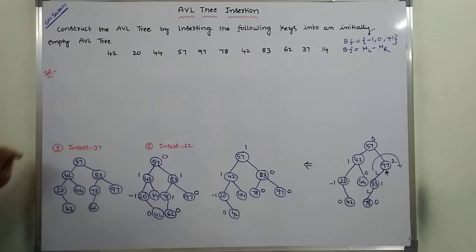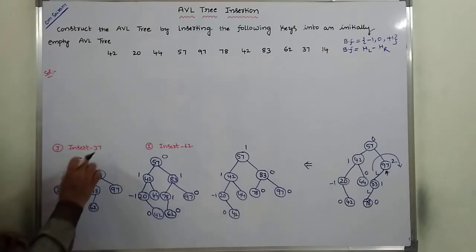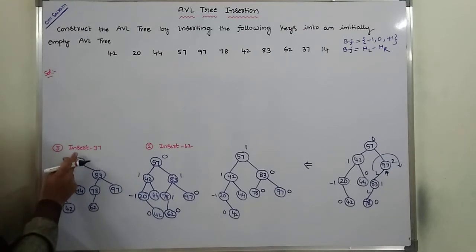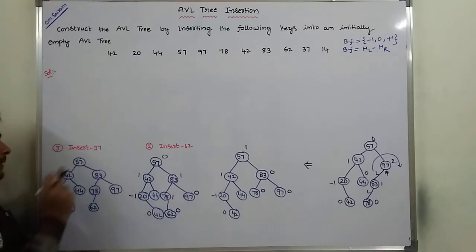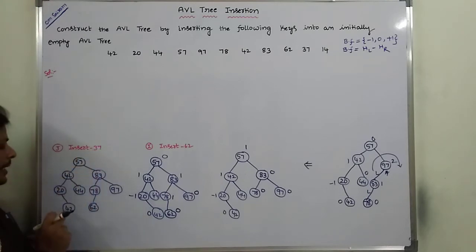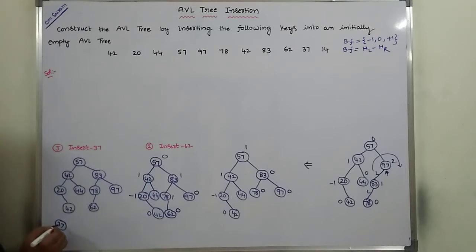Now we have to insert 37. 37 is compared with 57. It is lesser. Go to the left subtree. Here 42 is there. 37 is compared with 42. It is lesser. Go to the left subtree. 37 is compared with 20. It is greater. Go to the right subtree. Now 37 is compared with 42. It is lesser. Go to the left subtree. Here the left subtree is empty. Now we have to create a node 37 and insert the value.